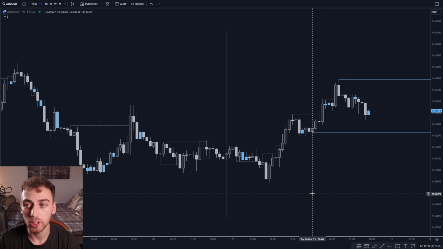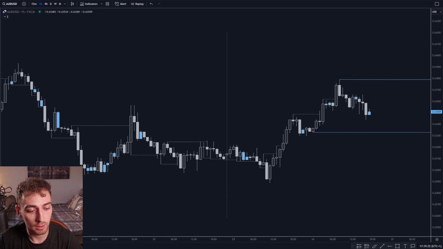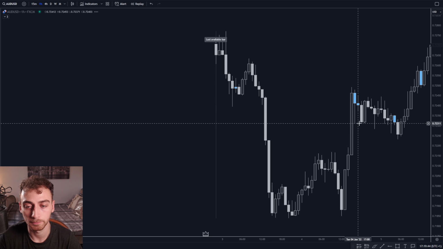So I've got AUD USD up, which is one of my favorite pairs, and I'm going to go back to, I think, January, because January is generally a really good month for all of my pairs with my trading strategy. I'll go to 2022. So you can either hit this calendar icon in the bottom left, but a handy shortcut I'll give you is Alt-G, and that brings it up automatically. So we'll go back to January of 2021 like this.